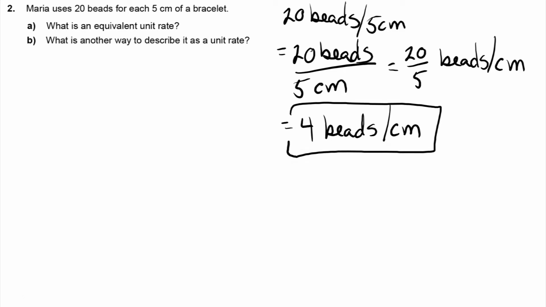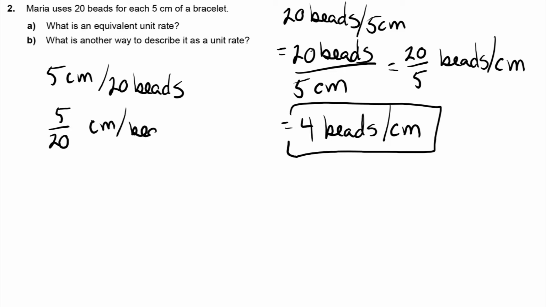The other unit rate might have been to turn it the other way around. So instead of beads per centimeter, we want to do centimeters per bead. So that would be 5 centimeters per 20 beads. Reducing that down, that's 5 over 20 centimeters per bead, which is 1/4 centimeter per bead. So we've got beads. There's a 1 implied there, right? So we've got 1/4 of a centimeter for each bead, or per 1 bead. So that also gives us a unit rate.